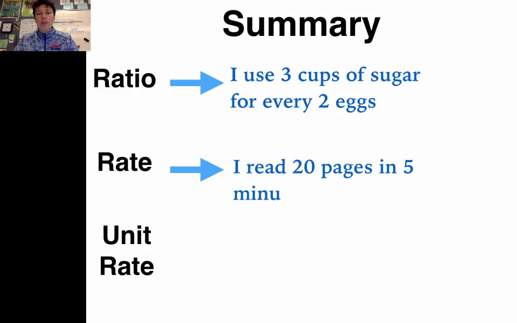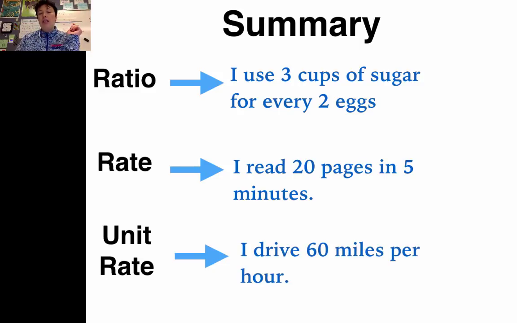A rate is a speed. It's how fast you can do something. So like if I figured out I could read 20 pages in 5 minutes, I time myself. That's how fast I am reading. That's a speed. A unit rate is a special speed that has 1 in the denominator. So like if I said I can drive 60 miles per hour, that's 1 hour. That's a unit rate. All of them are fractions.